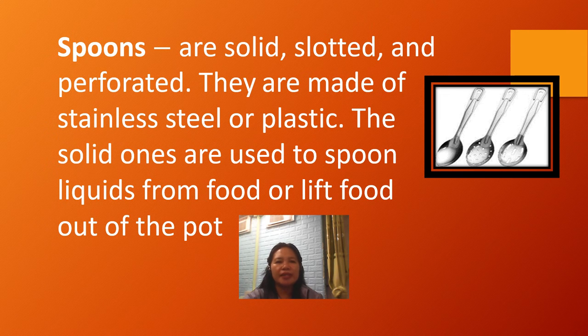The next one is the spoon. Okay? They are solid, slotted, and perforated. They are made of stainless steel or plastic. And the solid ones are used to spoon liquids from food or to lift food out of the pot. Here.